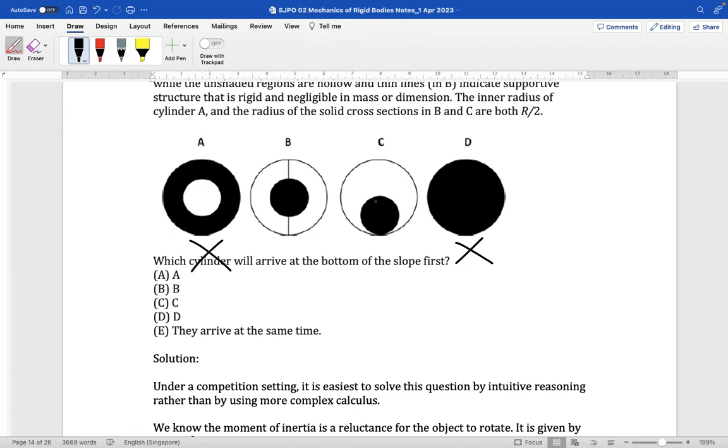Option B and C may look very close, but look carefully. Here, the effective mass distribution away from the center is actually very near. Whereas in option C, the masses are all very far apart, causing it to have a greater moment of inertia. So option B is the correct solution.